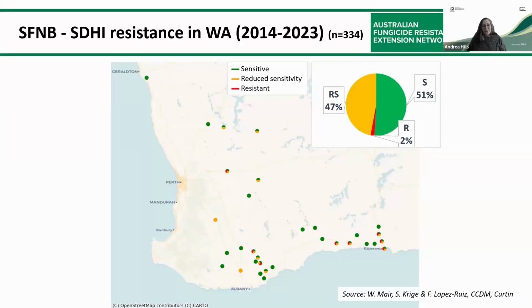The spot form net blotch resistance to SDHIs is primarily in terms of reduced sensitivity, but it is a mixed bag in terms of where it occurs. So another good message there about everyone, whether you're in the low or the high rainfall areas, trying to mix it up, trying to avoid those sucker varieties so we can keep these reduced sensitivity populations down to the absolute bare minimum and extend the life of our fungicides.